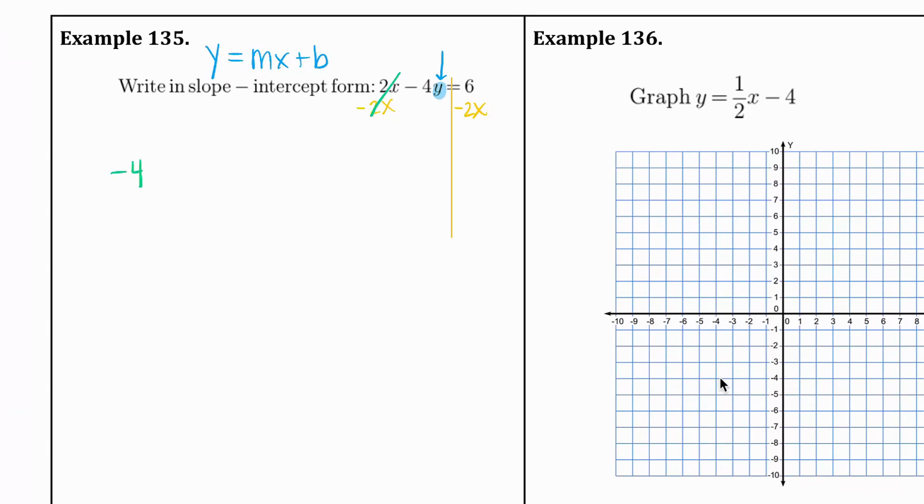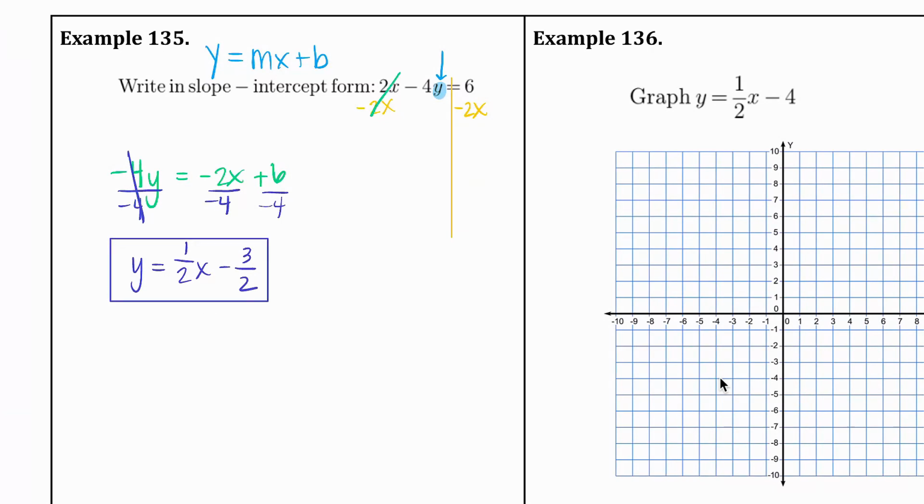I end up with -4y equals -2x plus 6. And notice we can't combine those terms on the right side because they're not like terms. So to get our y by itself, we're going to use division to get rid of that -4. And I'm going to divide everything by -4. So if we do that, we're left with positive y equals -2 divided by -4 is going to simplify to be +1/2 x. 6 divided by -4 is going to be -3/2. So once our y is by itself, we call that slope-intercept form.